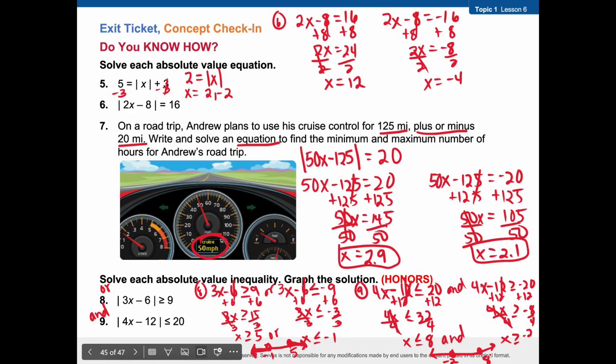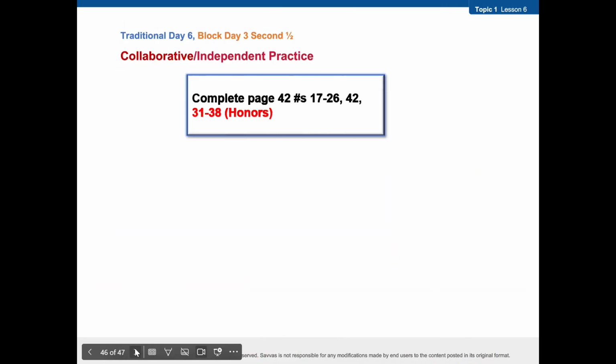Closed circle on both. Negative 2, positive 8. Numbers greater than negative 2 are to the right. Numbers less than 8 are to the left, shaded in the middle.